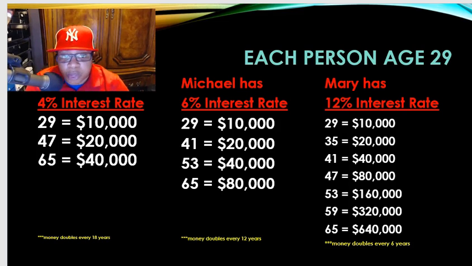Okay. We're going to move on to Mary. Mary has a 12% interest rate. So she's looking pretty good, right? So 29 years old, she starts off with that same 10,000, and 35, 20; 41, 40; 47, 80,000; 53, 160; 59, 320; and 65, $640,000. So what we can see, looking at this, what do you see, right?